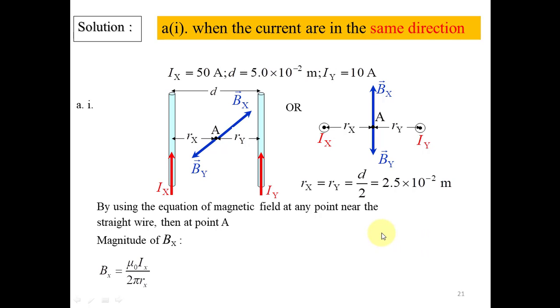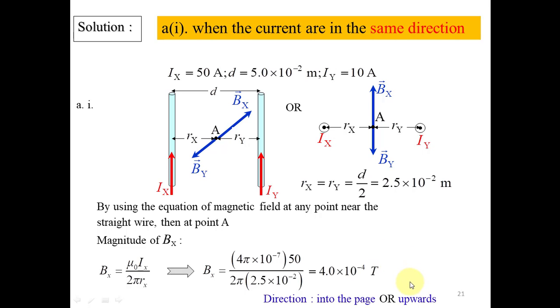the magnitude of Bx, you have to determine the Bx, that is mu naught Ix over 2 pi Rx. So we just substitute, punch into your calculator and you should get Bx should be 4 times 10 power of negative 4 Tesla. Is it enough? Not yet. We have to determine the result.